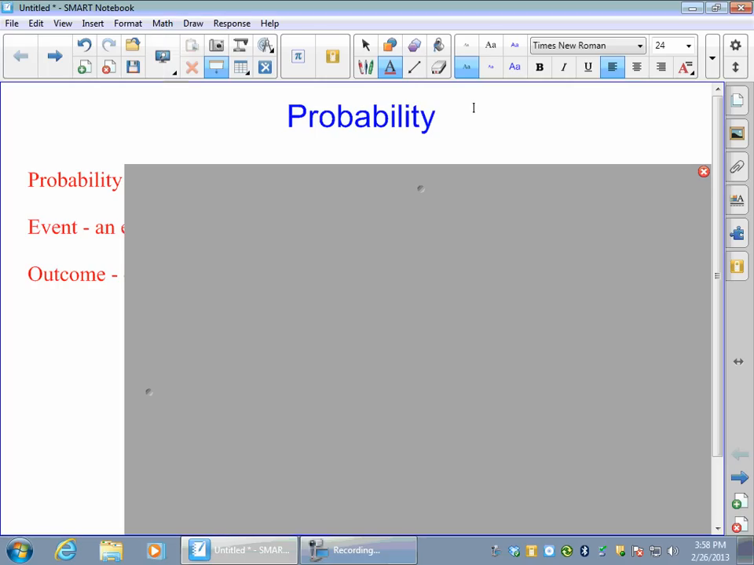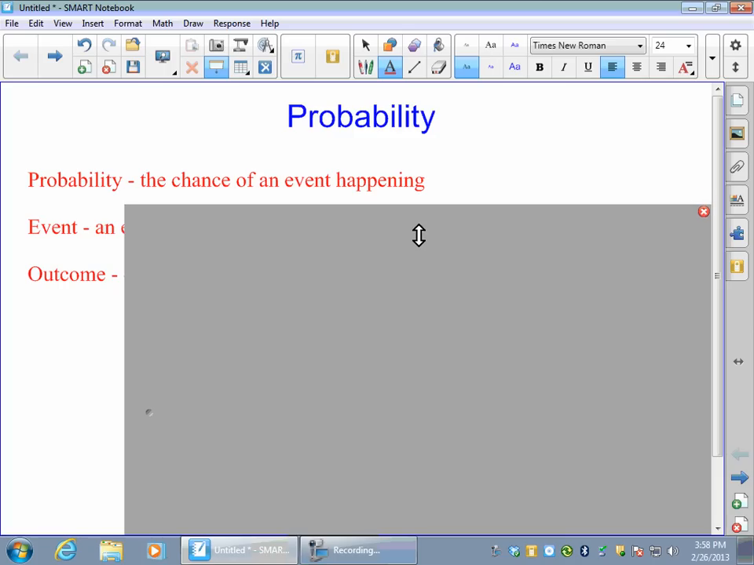Right, so I said that this unit was going to be on probability and statistics. We've been working on things in statistics, and now we're going to move on and do some probability stuff. So first, we need a few definitions. Like what is probability, and that's just the chance of an event happening. That's all probability is. It's a way for us to say how likely it is for different things to happen.